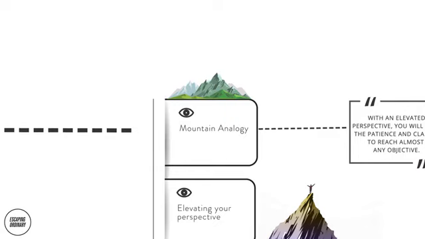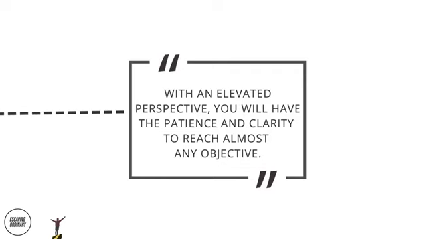When you are standing at the base of the mountain, you are unable to have much perspective over the bigger picture. As you go higher up the mountain, you can see more clearly. When you reach the top of the mountain, you have a panoramic view that is much clearer than the one that you had when you were standing at the base of the mountain. People who are stuck in the present are the people standing at the base of the mountain. People who are reactive to the present events are most susceptible to manipulation and other alluring get-rich-quick schemes. With an elevated perspective, you will have the patience and clarity to reach almost any objective.